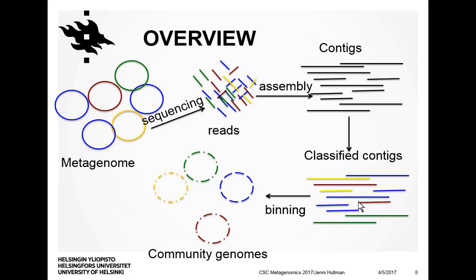The overview of how this goes is that you first have your metagenome, you shear the DNA and sequence it and get the individual reads. Then you assemble the individual reads into contigs, and then you classify the contigs based on different features. I will talk about those in a bit. Then you bin them, and then you have the community genomes. They are not complete but fragmented, but you get information on the individual genomes.